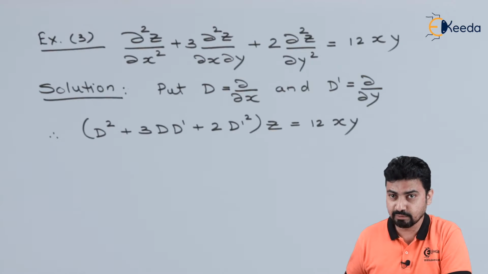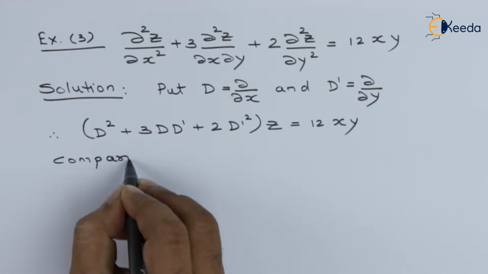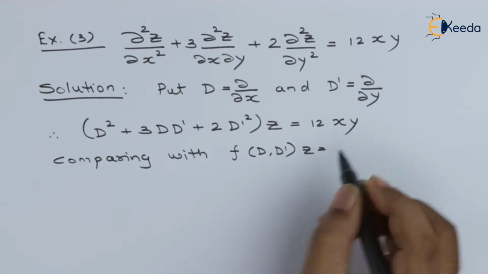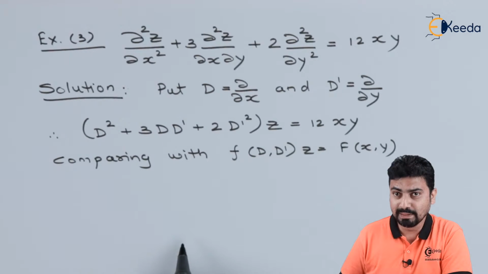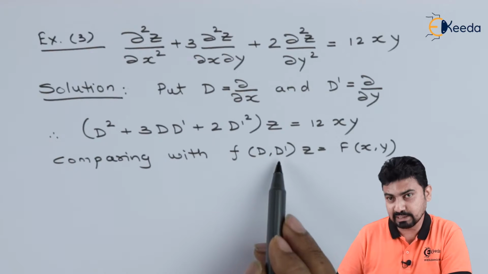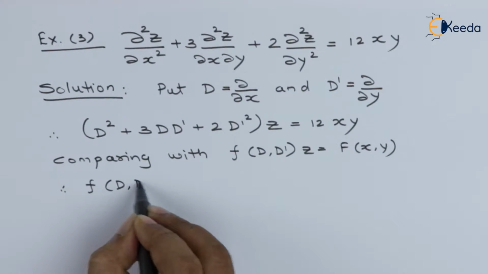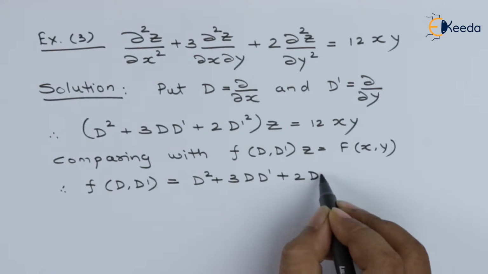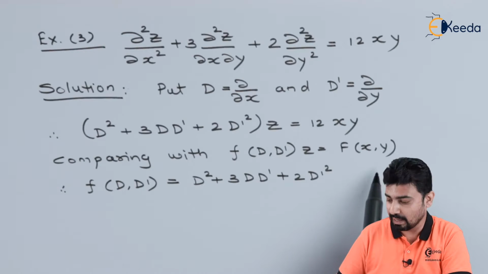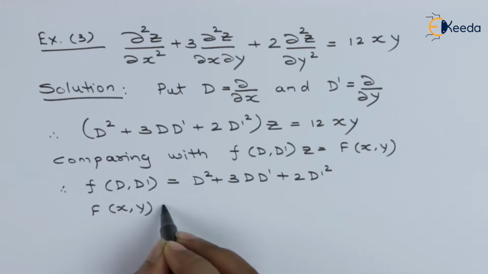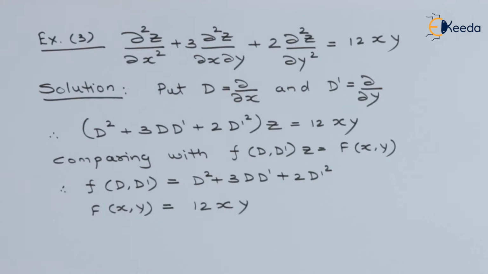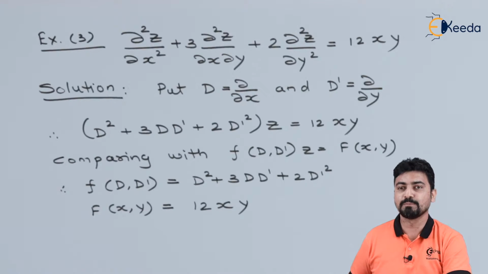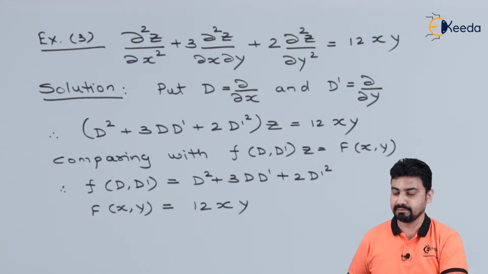Comparing with the standard form, we will be getting function of D D dash as, and the function of x and y as. Now we have got f of D D dash and a function of x and y. Let us proceed to find out the CF and the PI.